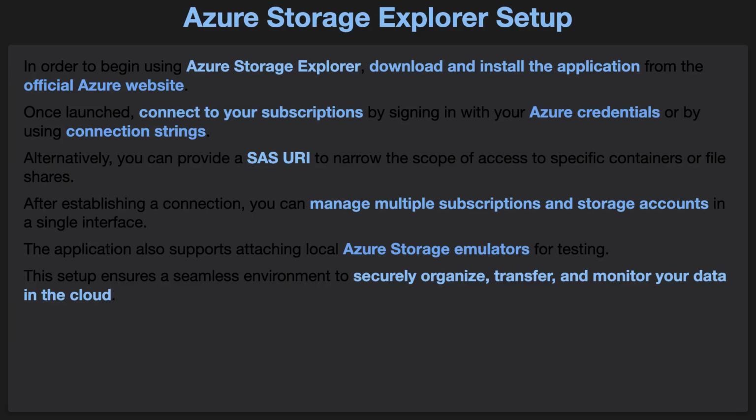In order to begin using Azure Storage Explorer, download and install the application from the official Azure website. Once launched, connect to your subscriptions by signing in with your Azure credentials or by using connection strings. Alternatively, you can provide a SAS URI to narrow the scope of access to specific containers or file shares. After establishing a connection, you can manage multiple subscriptions and storage accounts in a single interface. The application also supports attaching local Azure storage emulators for testing. This setup ensures a seamless environment to securely organize, transfer, and monitor your data in the cloud.